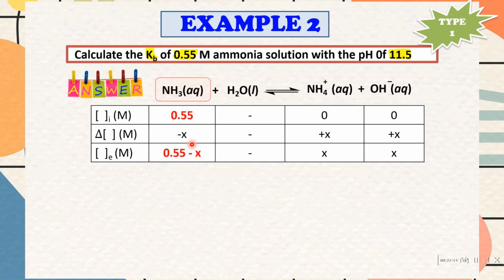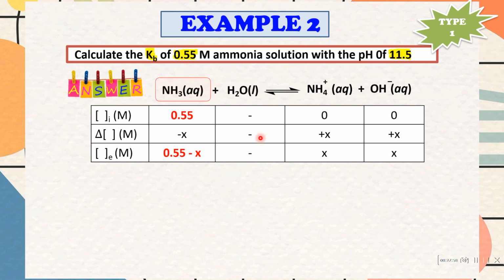Second step, draw the ICE table and substitute the initial concentration, that is 0.55. As for the liquid, it's not considered because it is constant, so just write dash, dash, dash. As for the products, 0, because it has not dissociated yet. For the change, ammonia will decrease, negative X. The products will increase. As for the concentration at equilibrium, since NH3 is a weak base, it will not 100% dissociate, so that's 0.55 minus X. As for the products, X.